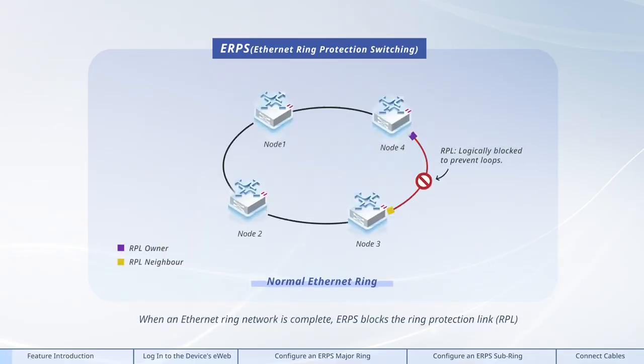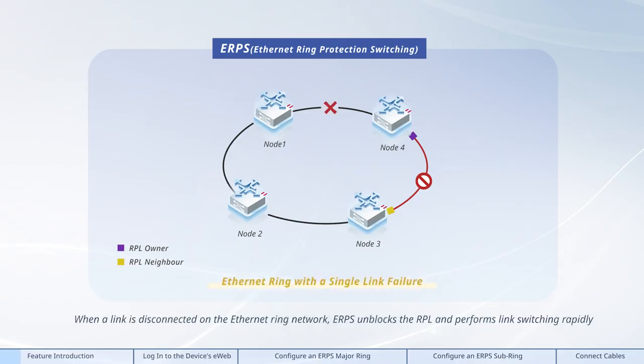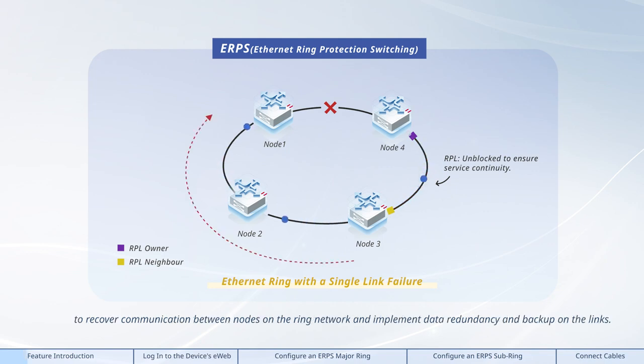When an Ethernet ring network is complete, ERPS blocks the ring protection link to prevent broadcast storms caused by data loops. When a link is disconnected on the Ethernet ring network, ERPS unblocks the RPL and performs link switching rapidly to recover communication between nodes on the ring network and implement data redundancy and backup on the links.